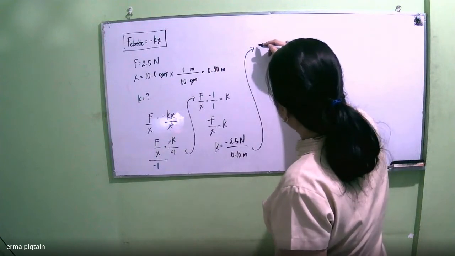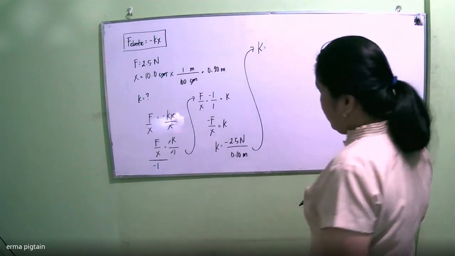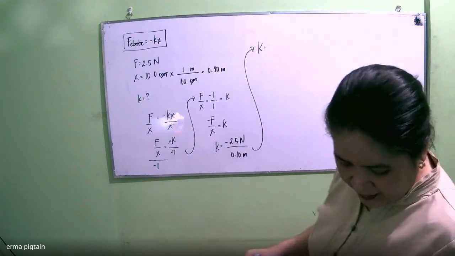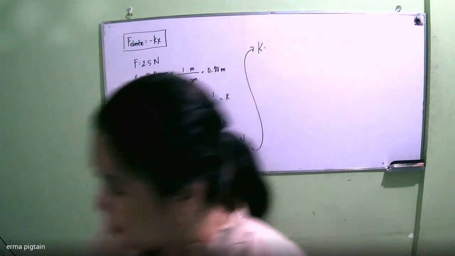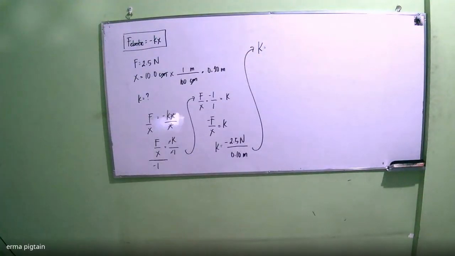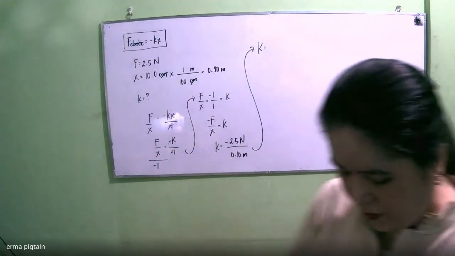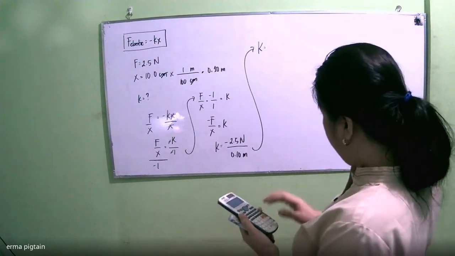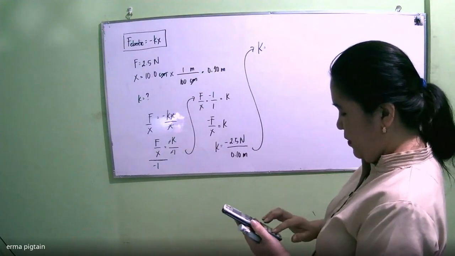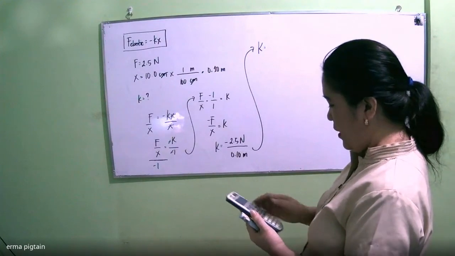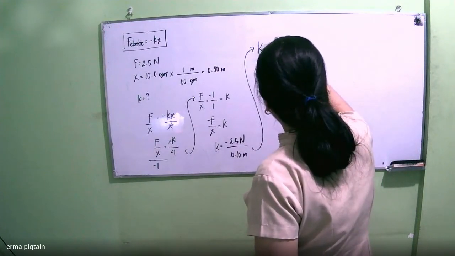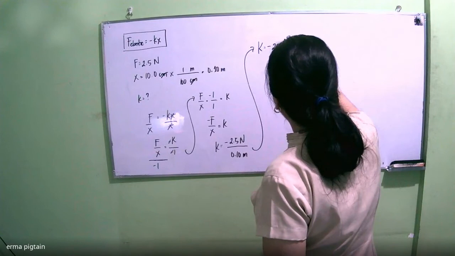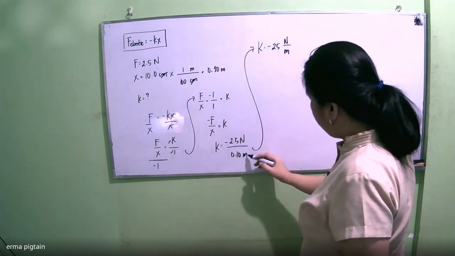Therefore, we have now K is equal to 2.5 divided by 0.1, which is equal to 25. So, K now is negative 25. Ang unit natin, Newton per meter.